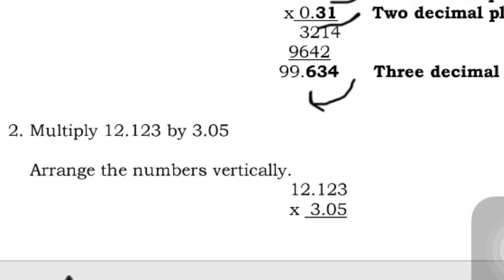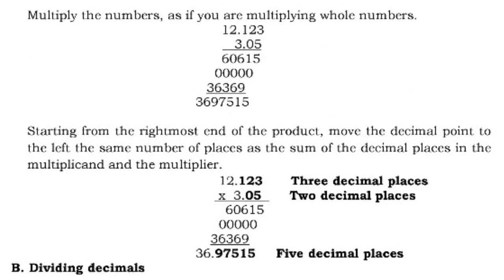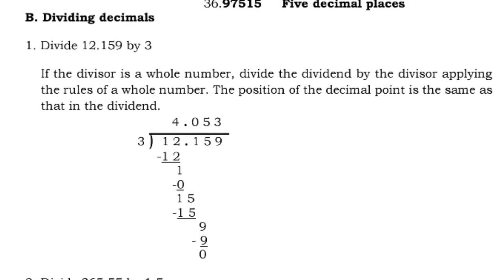Then second, multiply 12.123 by 3.05. So the same process. So multiply the numbers as if you are multiplying whole numbers. So you have there the solution. Then after having that one, in finding the decimal point, just count the number of decimal places on the multiplier and the multiplicand. So you have there 5 decimal places, so you're going to count from 5 numbers. So 5, 1, 5, 7, 9. So the decimal point should be after 36. So 36.97515.